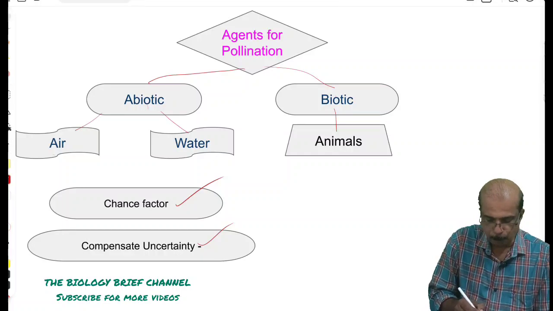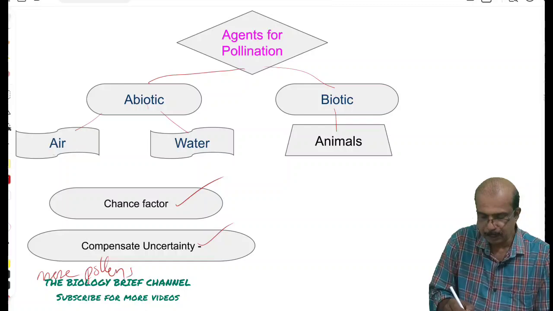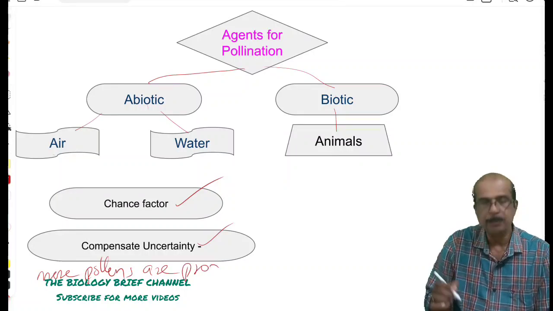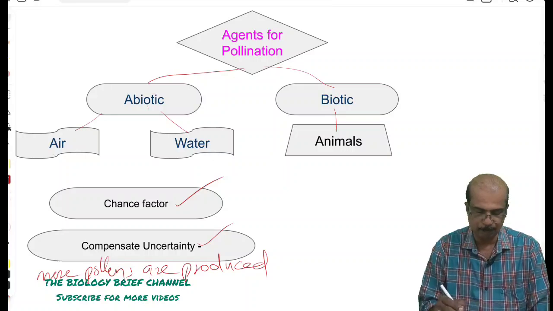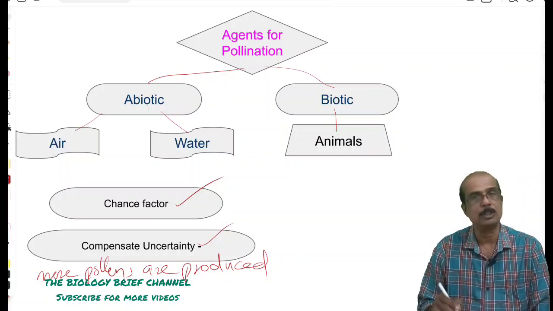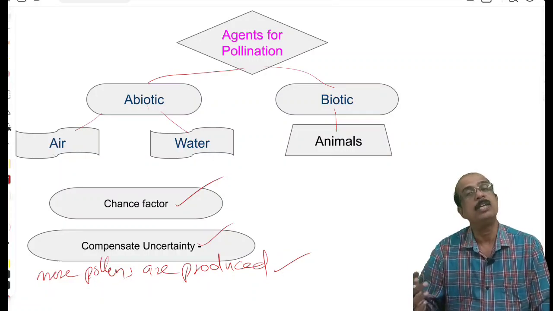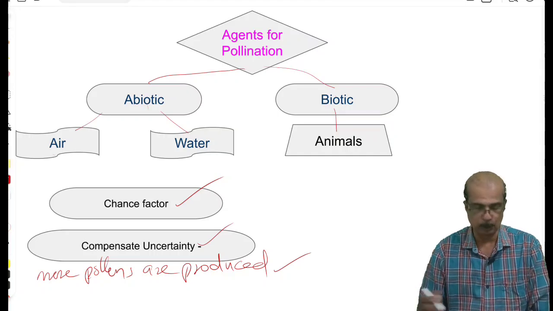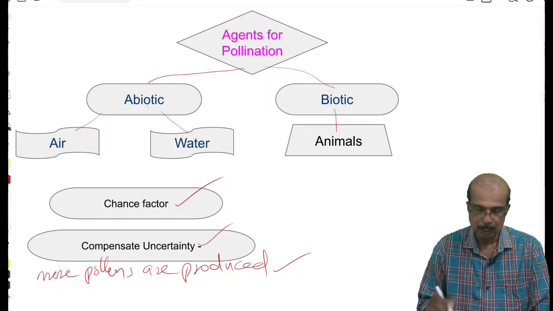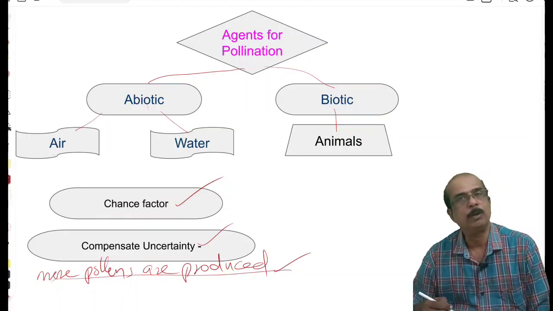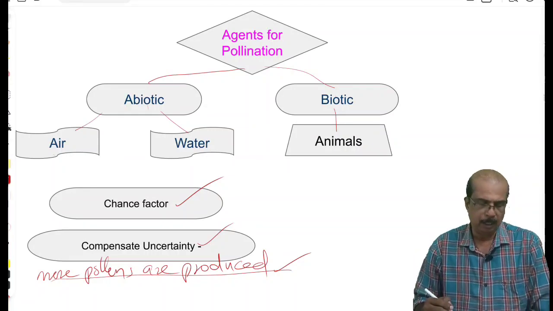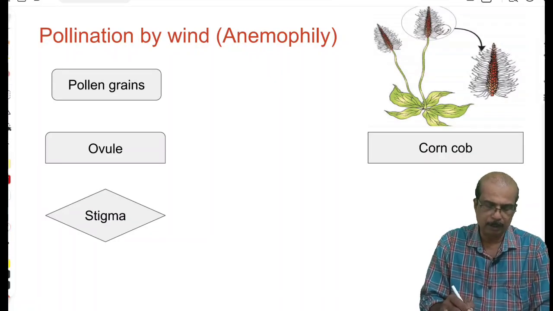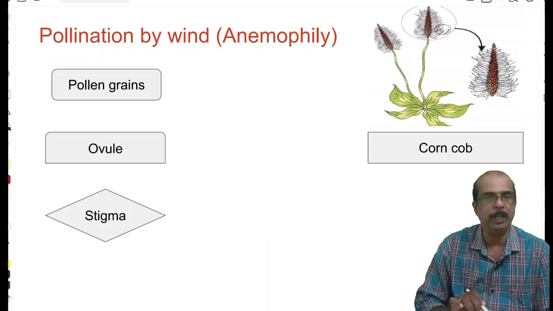More pollens are produced compared to the number of ovules. Comparing to the number of ovules, more pollens are produced because some are wasted, some cannot be used. So, maximum number of pollens are produced in the case of abiotic pollination. Then, in detail about abiotic pollination, first pollination by wind.